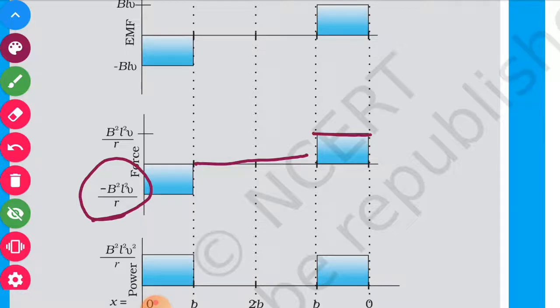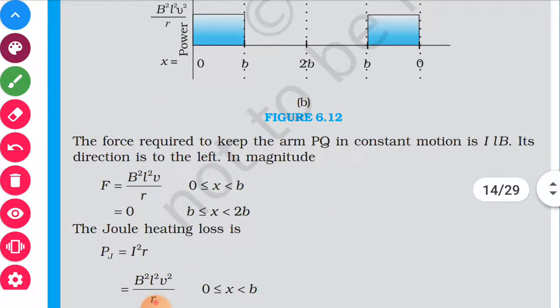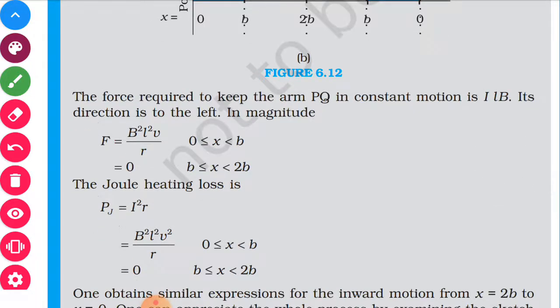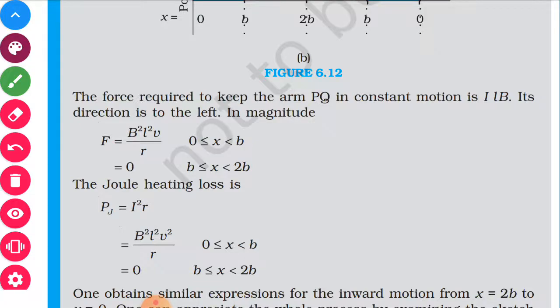Power is, as you know, I square R. I is BLV upon R, whole square, that will give you B square L square V square upon R square, and this multiplied by R becomes B square L square V square upon R. Okay, this is very easy. If you simplify, you will get this value. Power is always positive, so that is going to remain positive only.